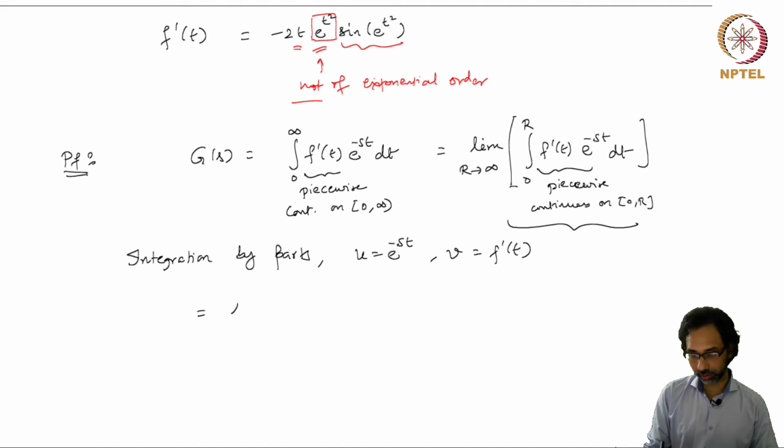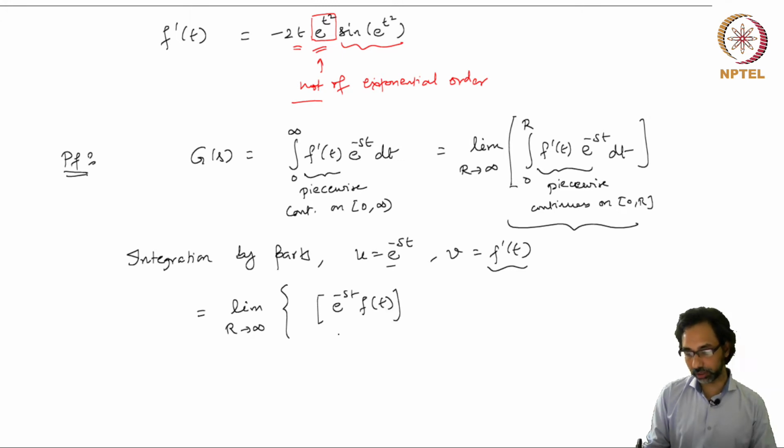So we will get the limit as R goes to infinity. Now the first term: we have to integrate f'(t). The integral of f'(t) is simply f(t), and we have e^(-st). So the first term is e^(-st) f(t) from 0 to R, minus, again from 0 to R, we have to differentiate u.